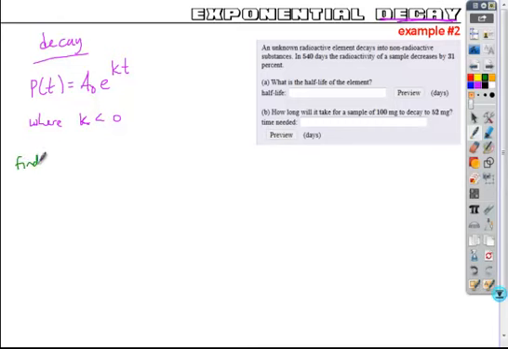You're going to find k first. All right, so once again, you're given this input and output values. Okay, so you have a sample that decreases by 31% in 540 days. Okay, so you know what your output is going to be.